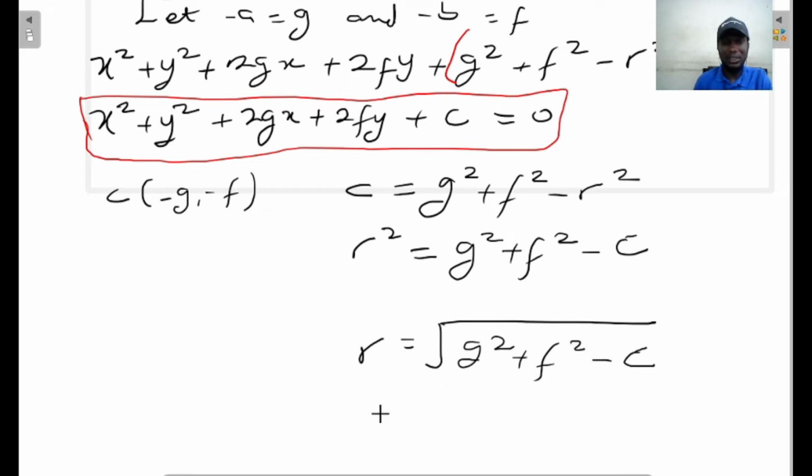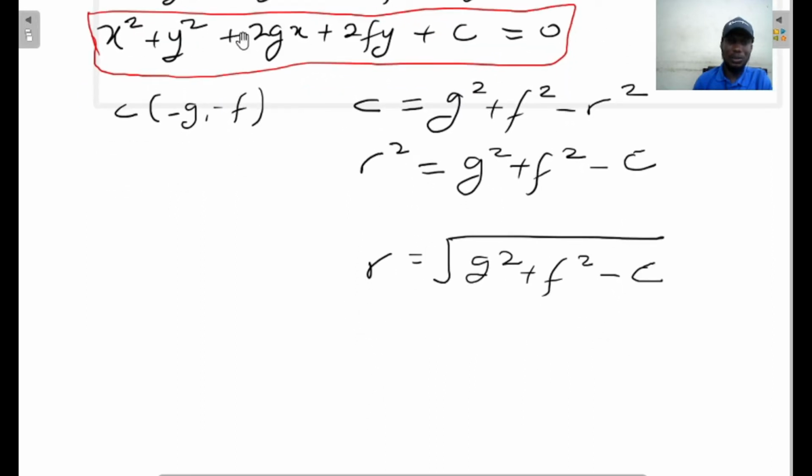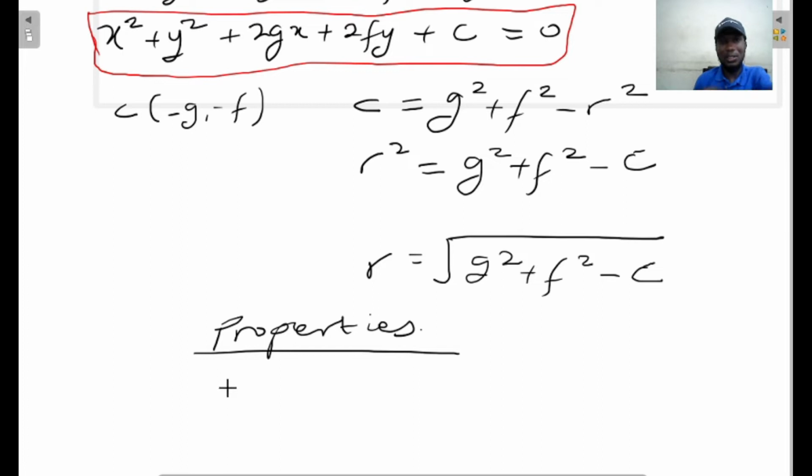All right, we take some examples. But before the examples, the equation of a circle, as you've seen it this way, has some important properties that we need to identify so that we can use them to identify whether the equation we are seeing is an equation of a circle or not.